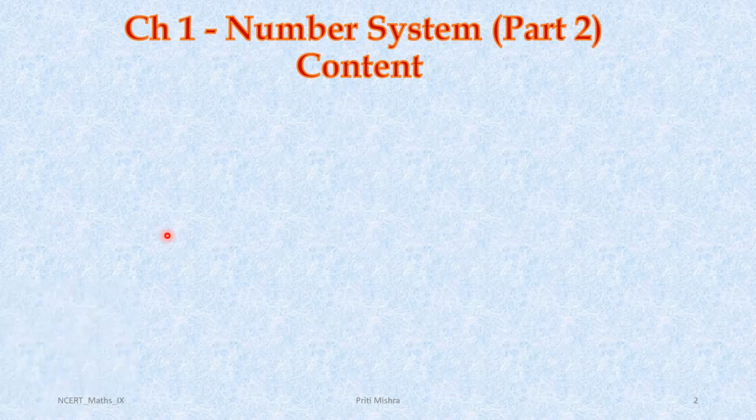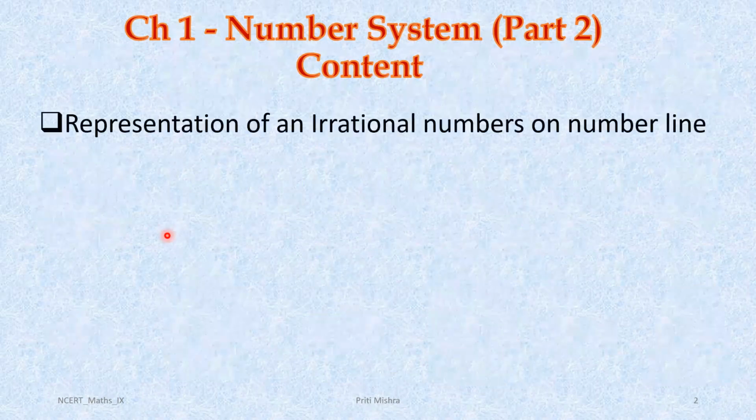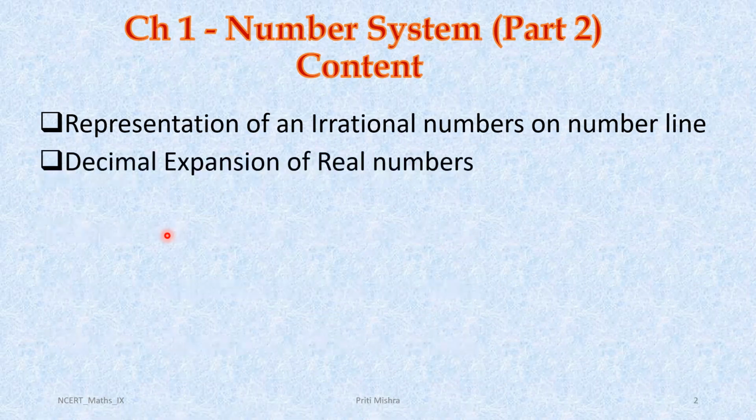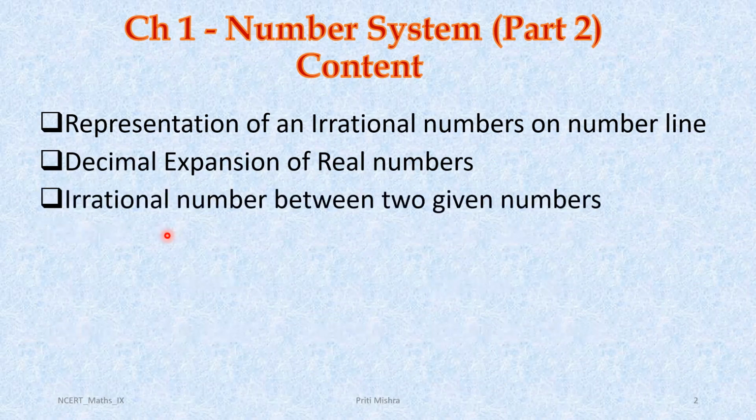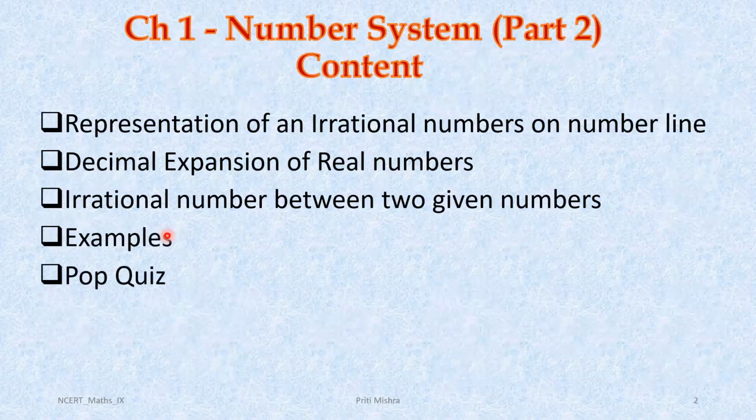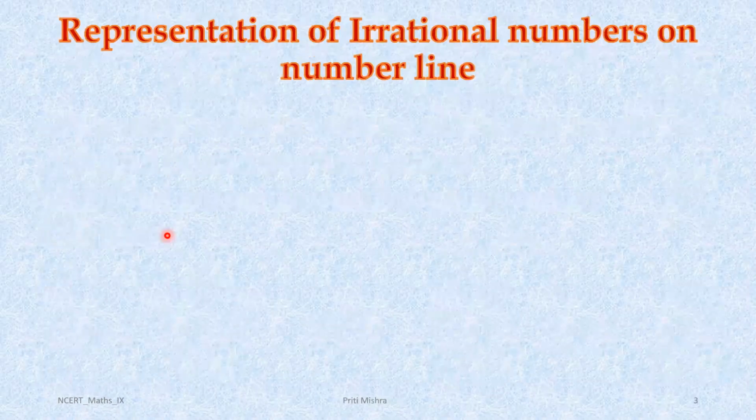Here I am going to start the second part of the first chapter, Number System. In this video we will start with the topics representation of an irrational number on the number line, decimal expansion of real numbers, followed by irrational numbers between two given numbers. Then we will have examples and after that there will be a pop quiz. So let's start our video with the topic representation of irrational numbers on the number line.